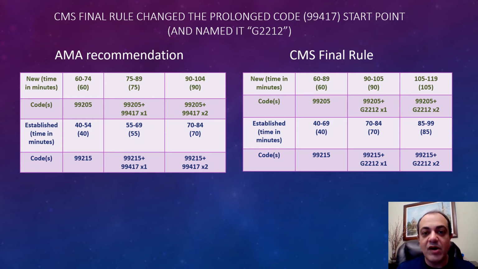But that's the only part of the prolonged code that made it. All the rest in terms of requirements for actual time spent was basically canceled or returned to the old method of accounting for prolonged codes. They just called it G2212 instead of what used to be 99354 and 55 and so on. Next.